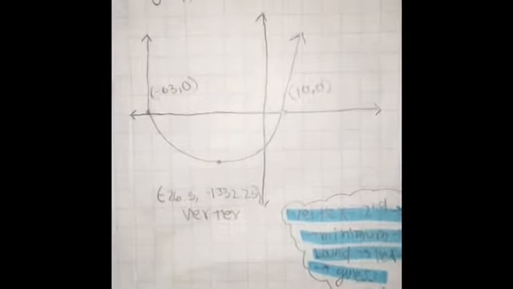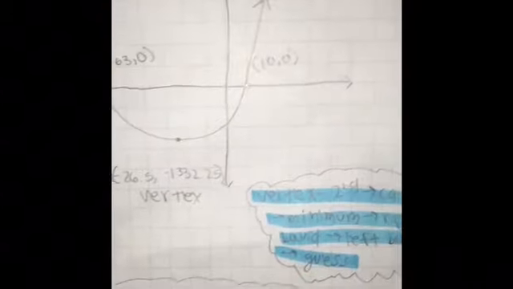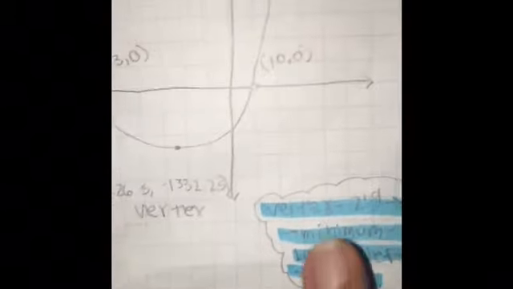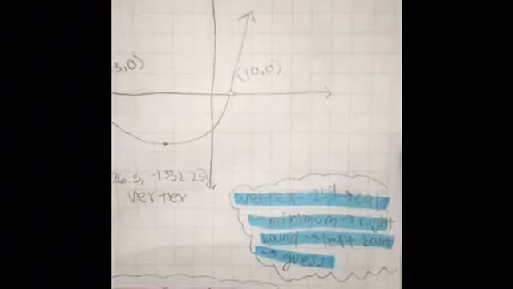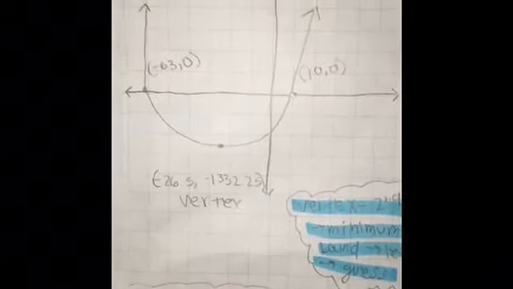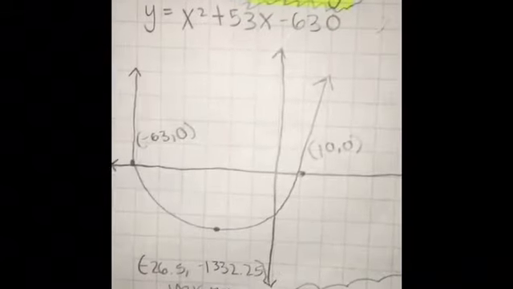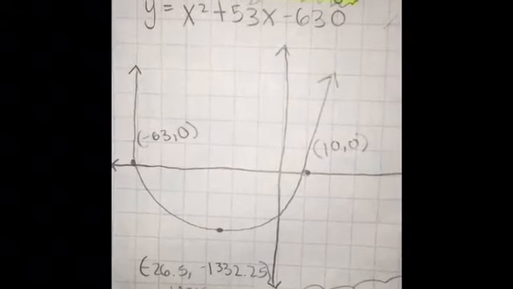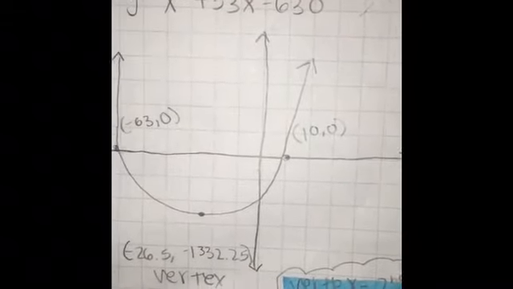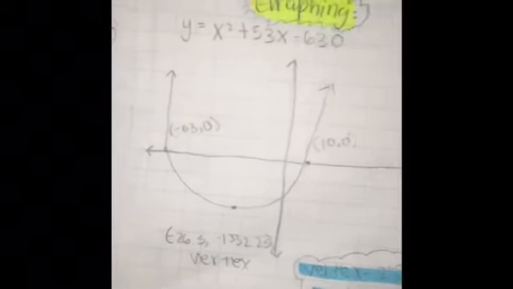Okay, so for graphing, the expression is y equals x squared plus 53x minus 630. The steps after you put the math in the calculator are you hit second, calc, minimum, right bound, left bound, and then you hit guess. And your zeros of the function, also known as solutions, are negative 63 and 0, and 10 and 0. And the midpoint is negative 26.5 and negative 1,332.25, which is your vertex.